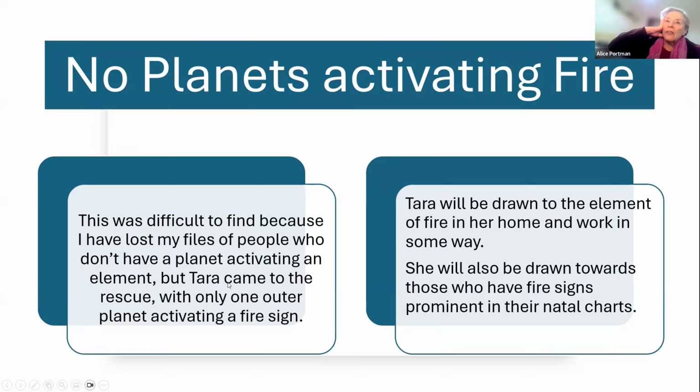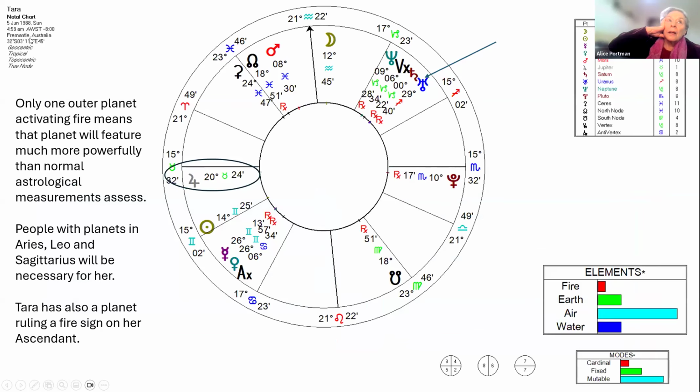Yeah? And Tara came up with only one outer planet activating a fire sign. So she's going to be very drawn to the element of fire in her home and work. And she'll also be drawn towards those who have fire signs prominent in their natal chart. So here's Tara, one outer planet, Uranus in Sagittarius.